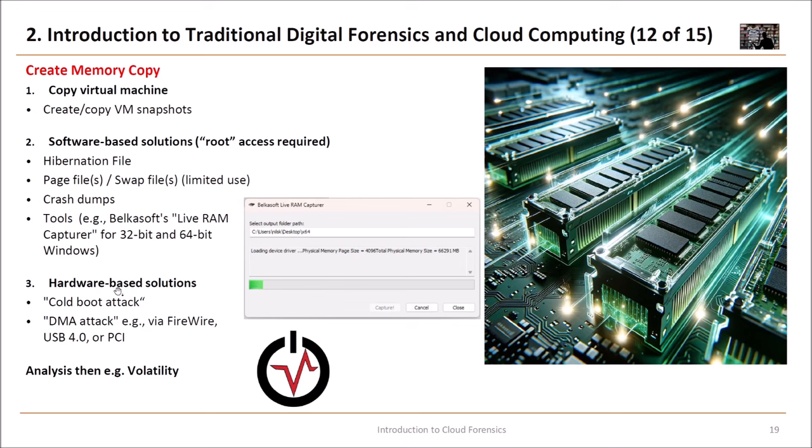And then we have the DMA attack, where you use the direct memory access capabilities of your computer. You put in a card into a free slot, in a PCI Express slot, or use USB 4.0 or FireWire, and you copy the data from the memory. And this works besides your CPU, so the CPU cannot protect your memory against that. And then finally, when we have a copy of the memory, we can use the tool Volatility, and you will see this also in detail in my memory forensics video.